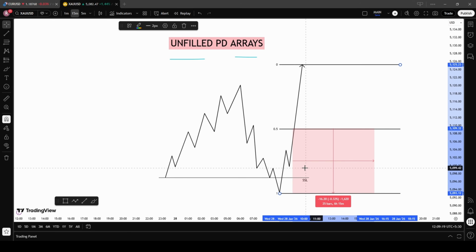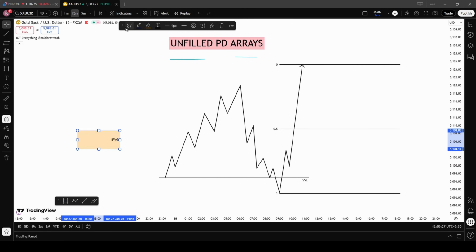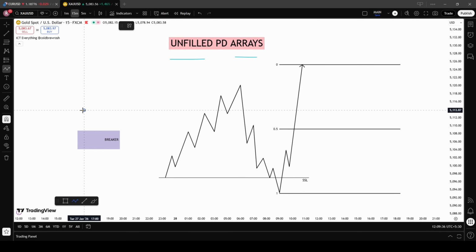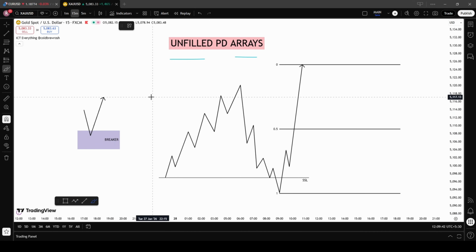And as I have already told you before, a PD array can be anything. It can be a fair value gap, it can be an inverse fair value gap, it can be an order block, or it can be a breaker block. The only rule that matters is that the PD array must be unfilled. If that PD array has been filled even by one candle or one wick, then the whole idea of it being an unfilled PD array is destroyed and we do not use it.